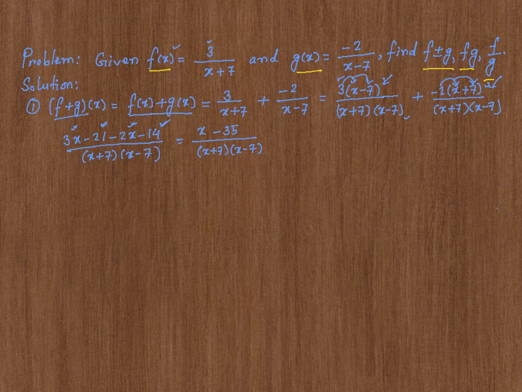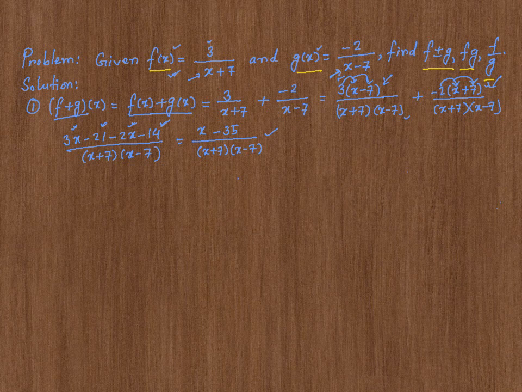We are almost done. However, we need to consider the domain of the new function. This new function that I got, what is the domain of this new function? Let's look at the domain of the original function, f of x. It's a rational function, so we need to look at the denominator. We see that if x is negative 7, then this function f is undefined. So the domain of this function is all the numbers except for x is negative 7. Similarly, for g of x, the domain is all the numbers except for x is equal to 7, because if I plug in x equal to 7, the denominator becomes 7 minus 7, which is 0.